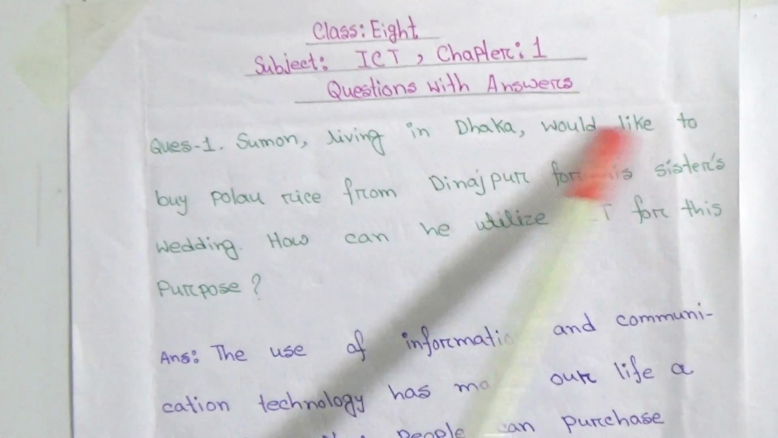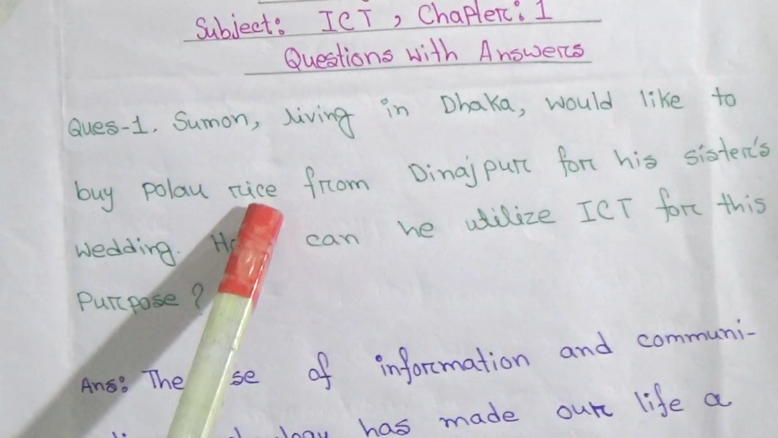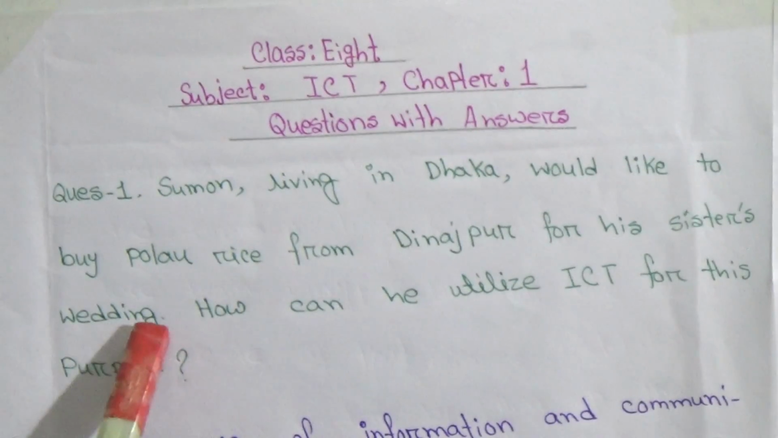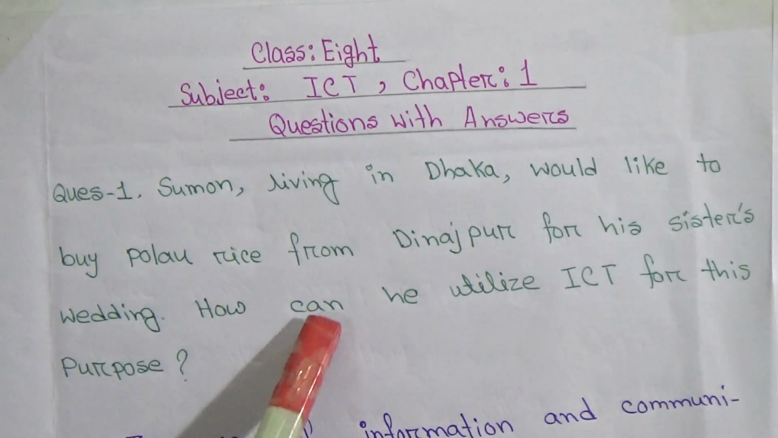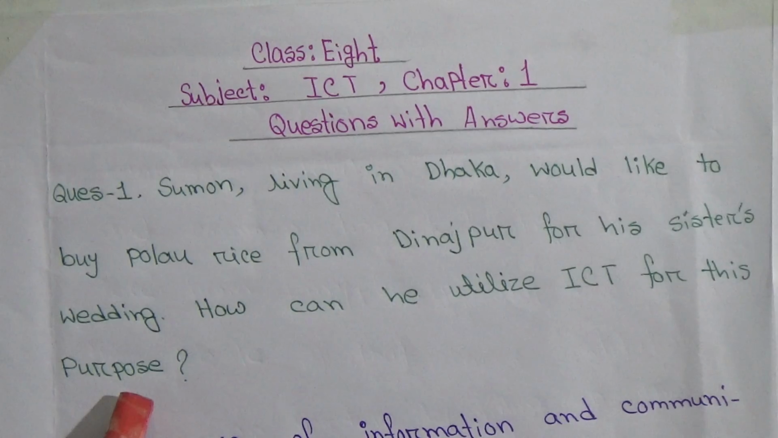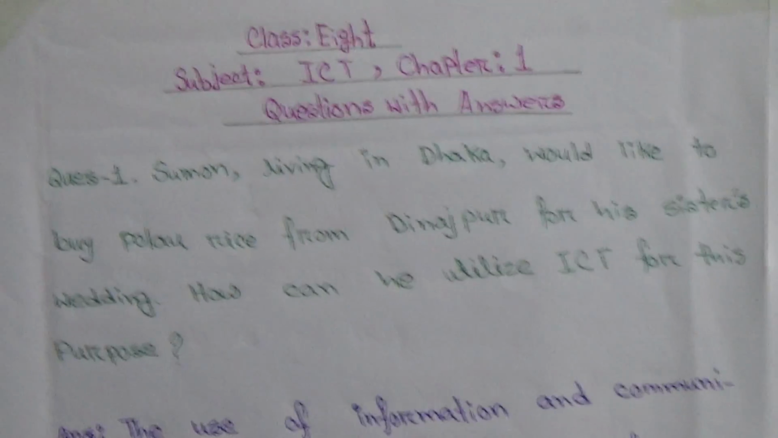Number 1, question number 1. Ch-1 living in Dhaka would like to buy pulao rice from Dinajpur for his sister's wedding. How can he utilize ICT for this purpose? Dear students, this was the question. So let's try to solve it.